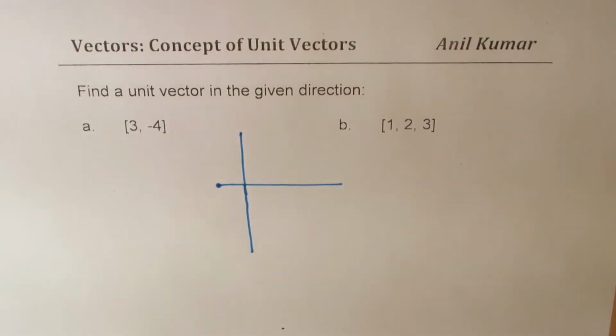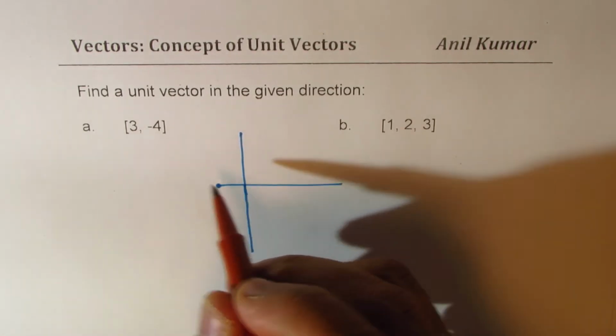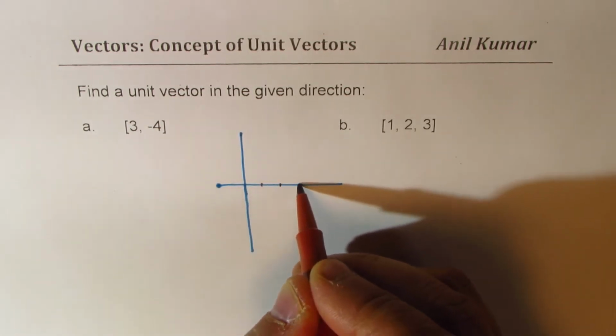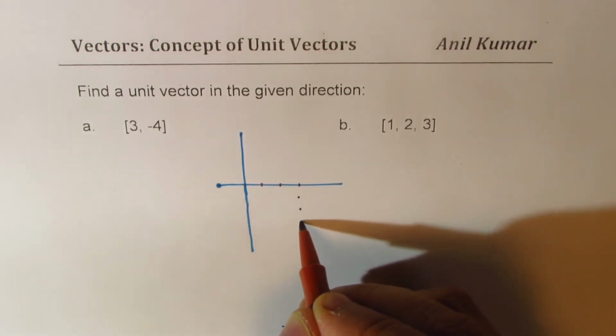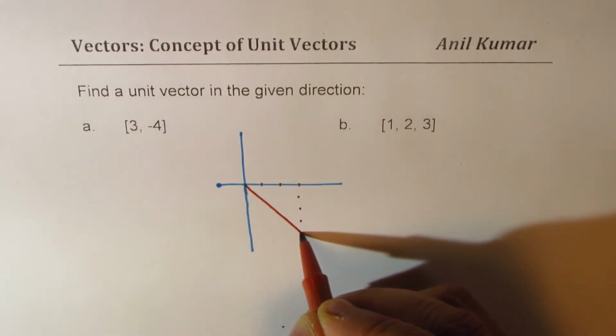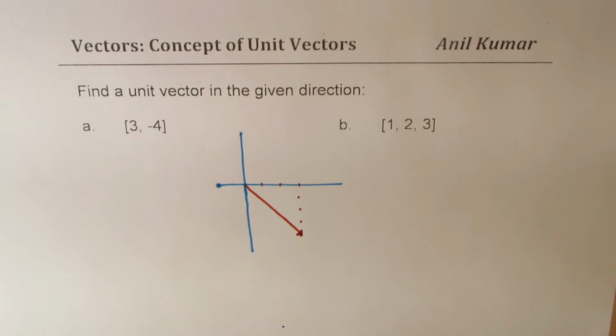It means that on the Cartesian plane, we can actually sketch a position vector. So 1, 2, 3 and 1, 2, 3 and minus 4. So that is the vector we are talking about. So this vector is 3, minus 4.